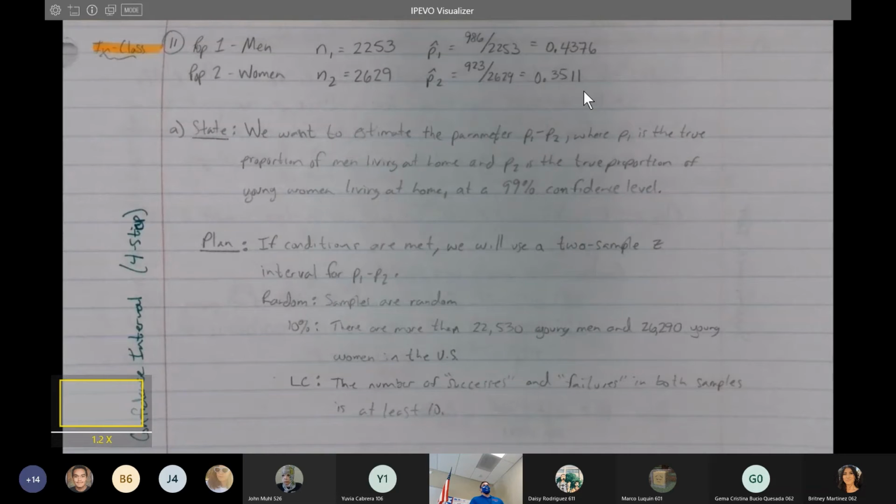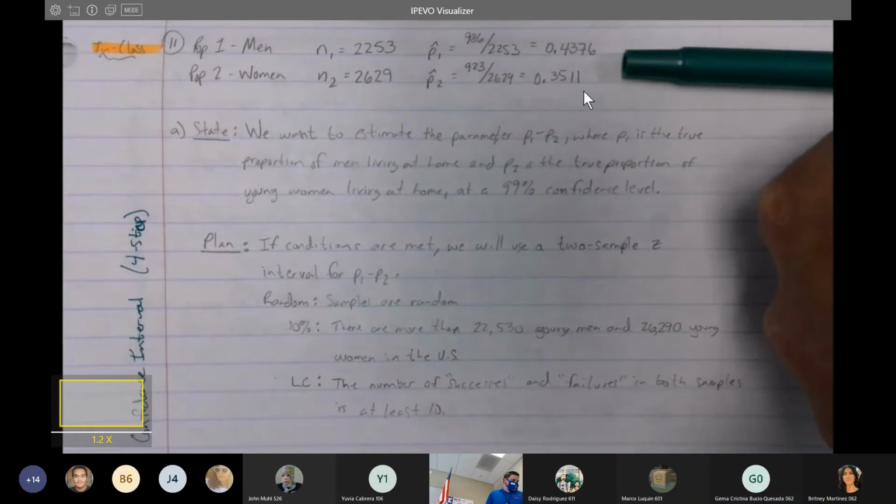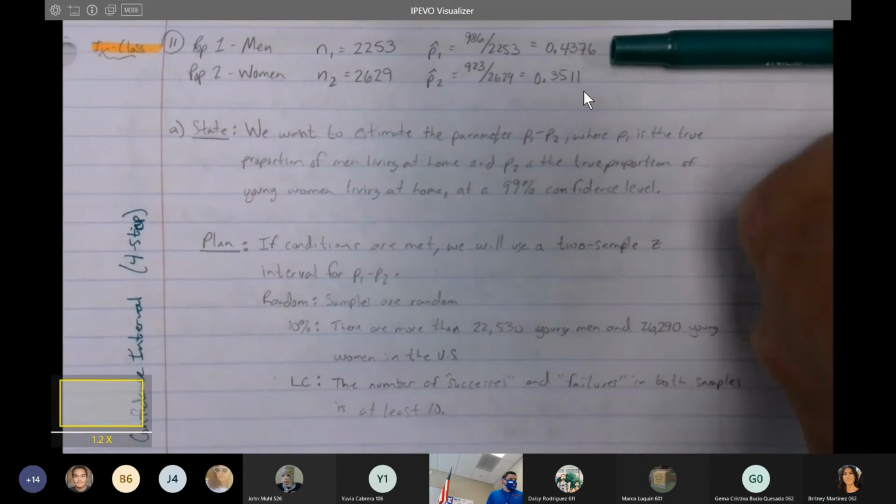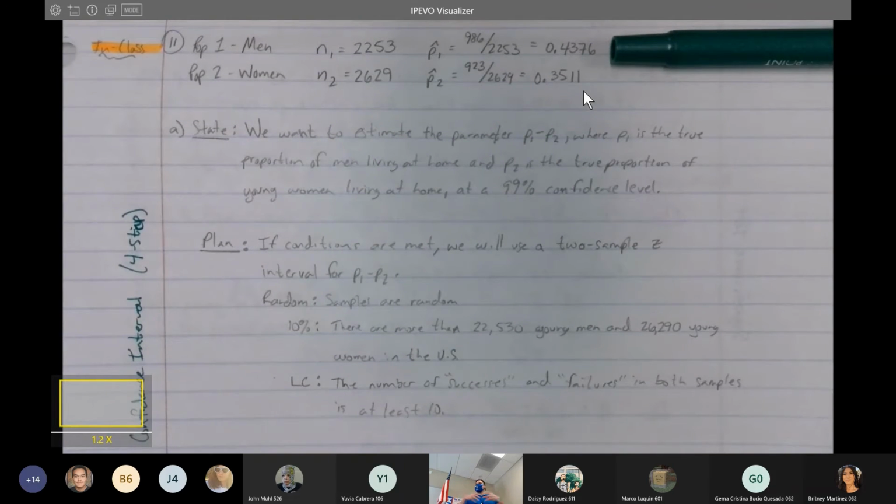All right. So once again, the very top here is not part of my solution. It's not part of answering part A. Notice that it's before part A. This is just the values and things that I'm using, the stuff that I need from the context. Population 1, I'm identifying as the men's population in this study. Population 2 is women. Sample size 1 was 2,253. Sample size 2 is 2,629.